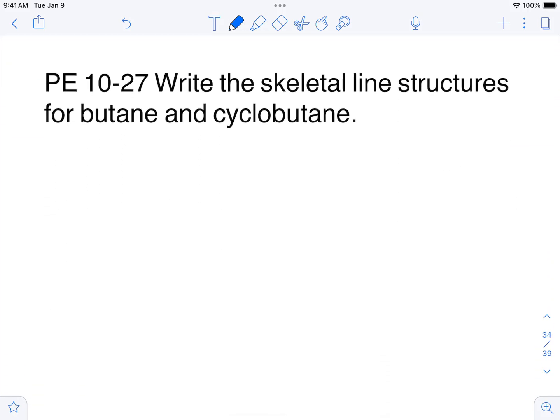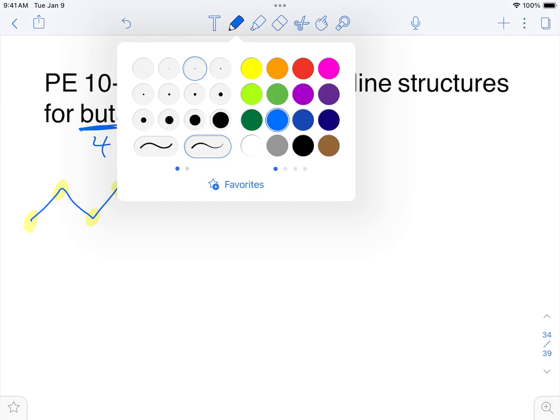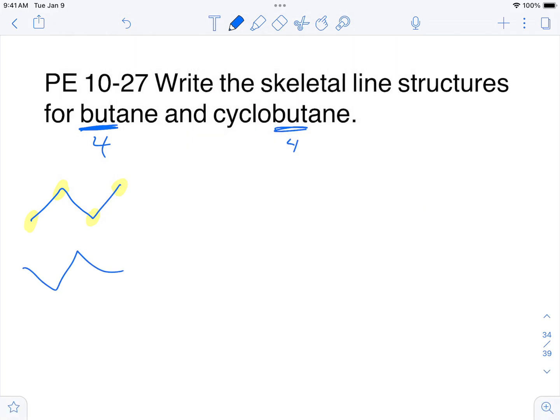Write the skeletal line structure for butane and cyclobutane. So the prefix but means 4. So I need 4 carbons. So for the skeletal for butane, there are my 4 carbons. 1, 2, 3, 4. And again, I started up there. You can start down. Same thing.